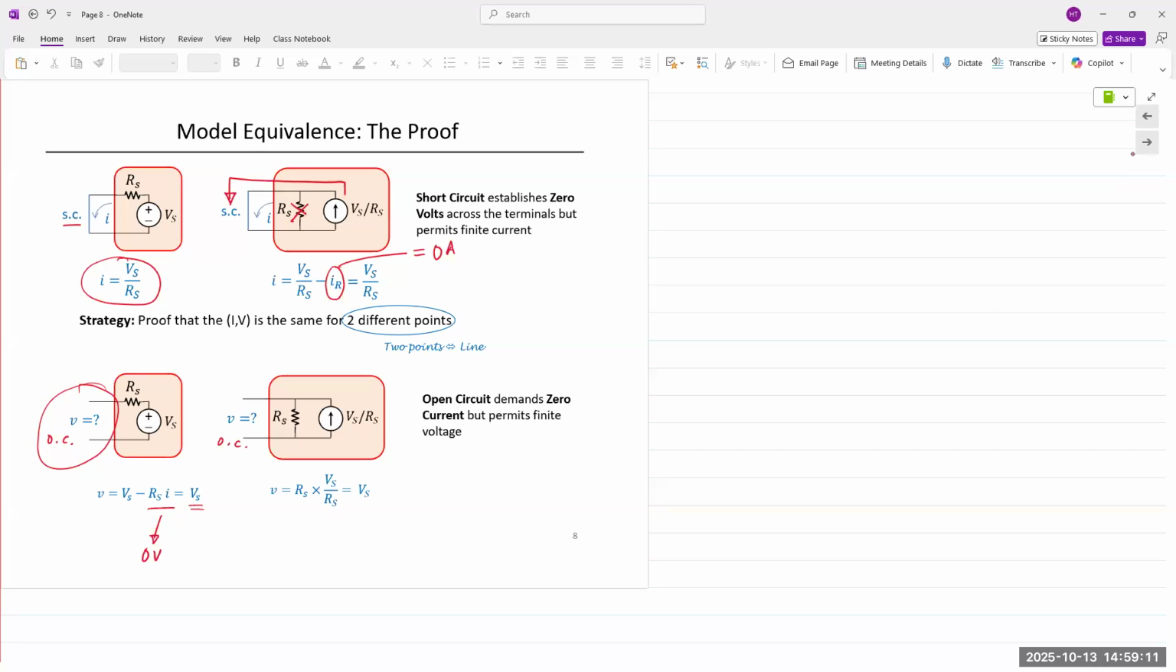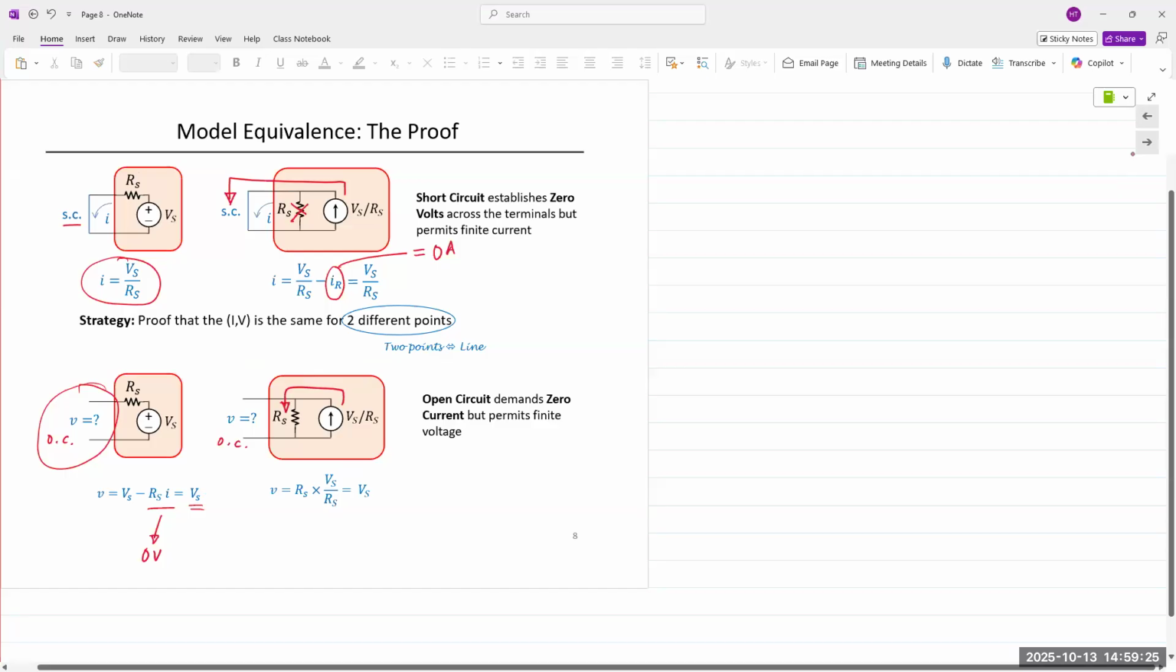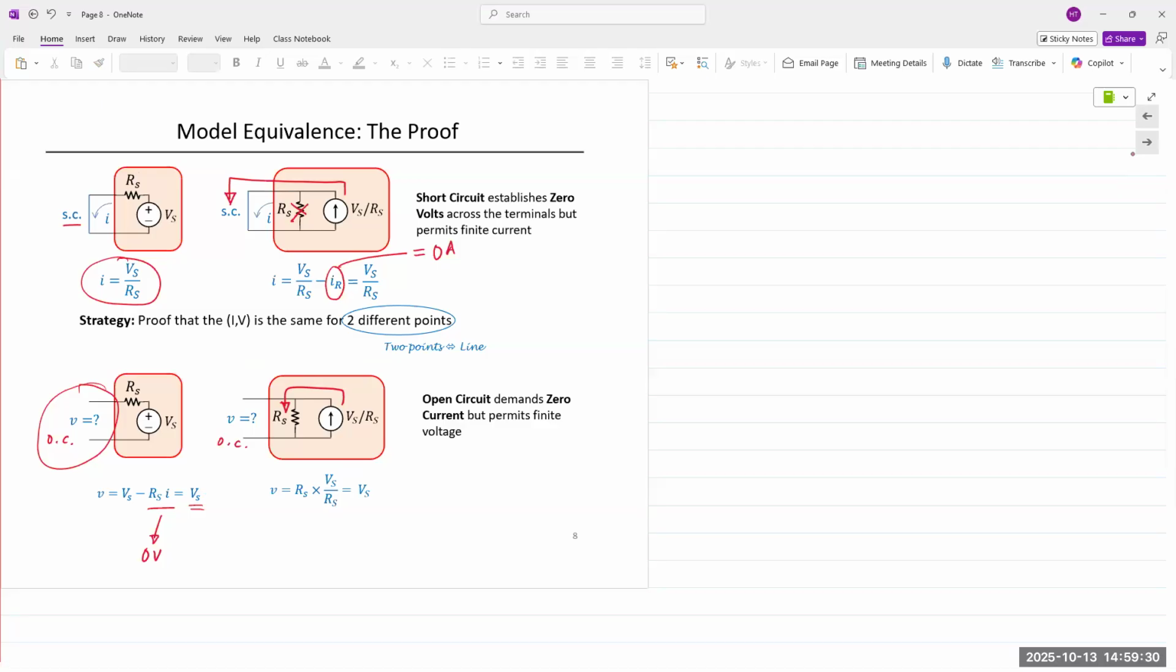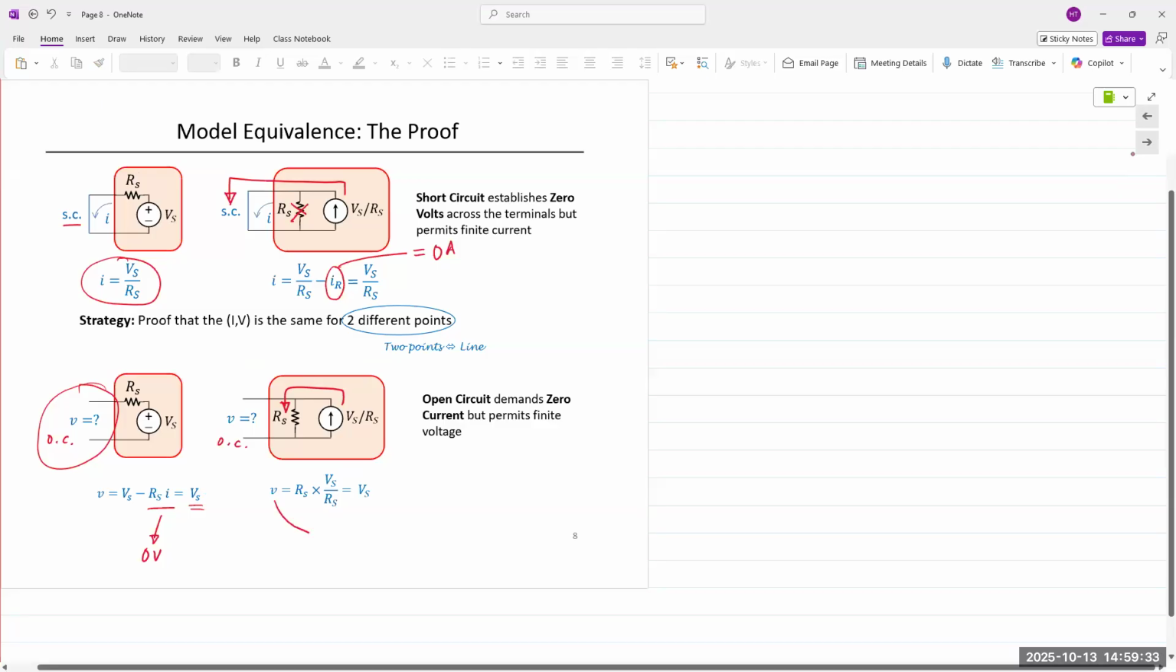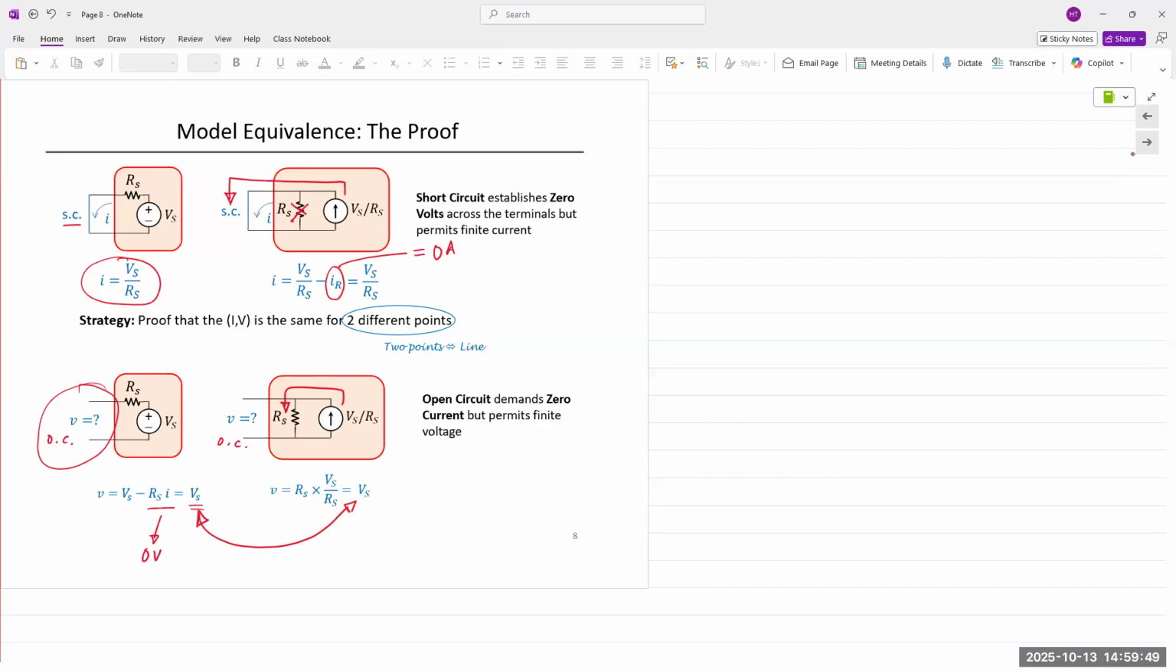And then lastly, we have this where you have a current source. We are saying Vs over Rs is equivalent to Is. So if we do that, it has no place else to go except through Rs. So if it flows through Rs, we apply Ohm's law, calculate V. V is equal to Vs, which is still the same as what we obtained for the voltage source. And thus, both these circuits are equivalent to each other.